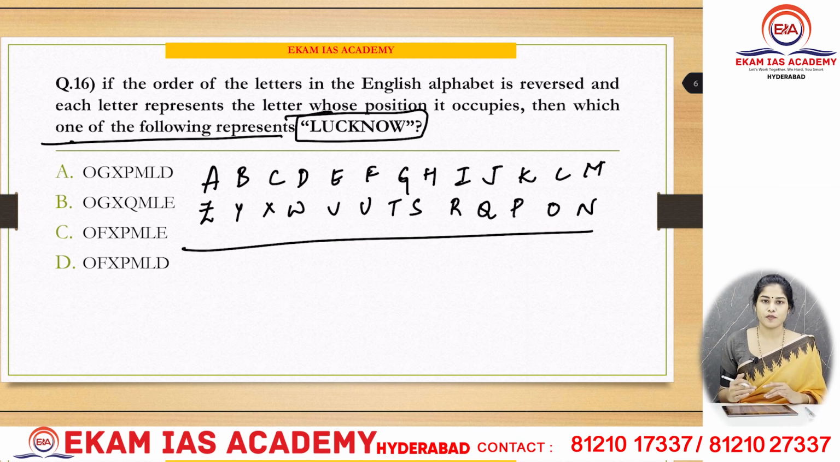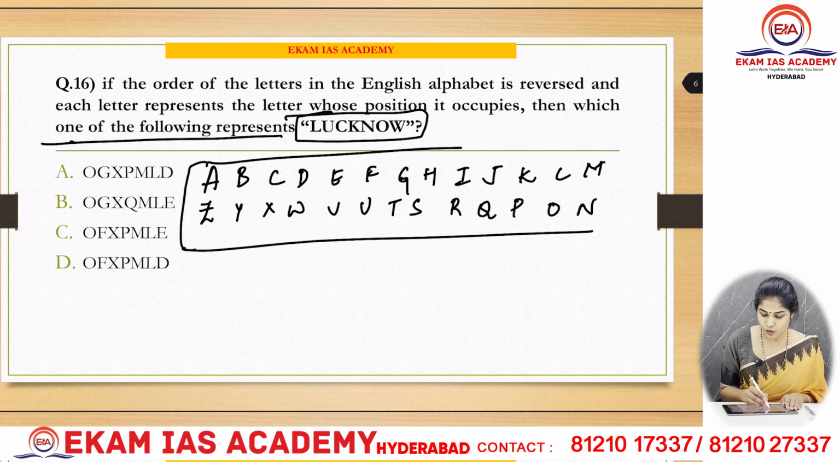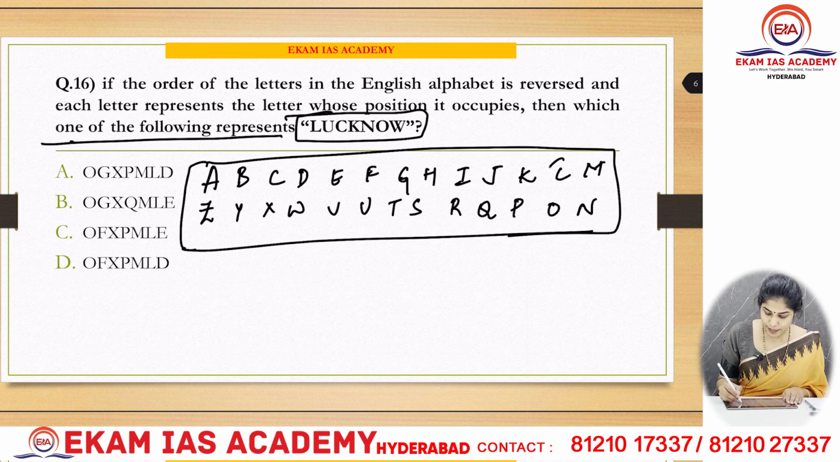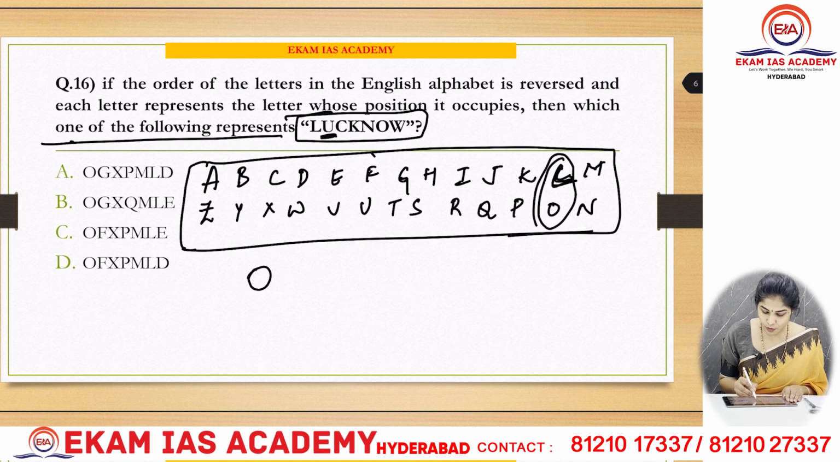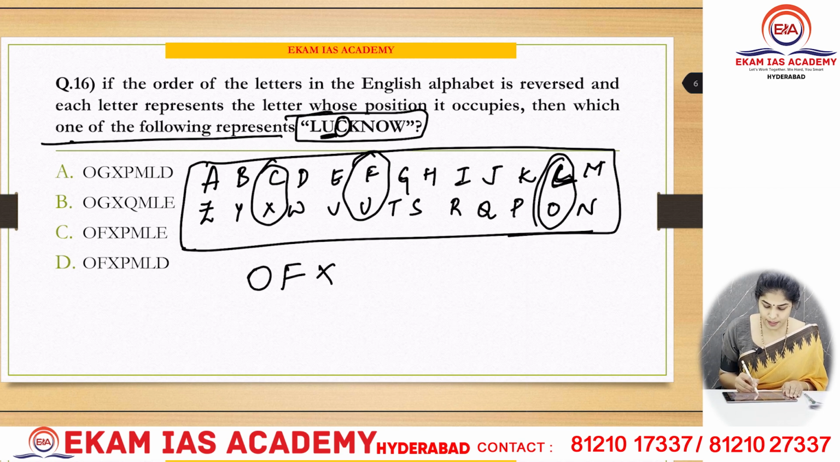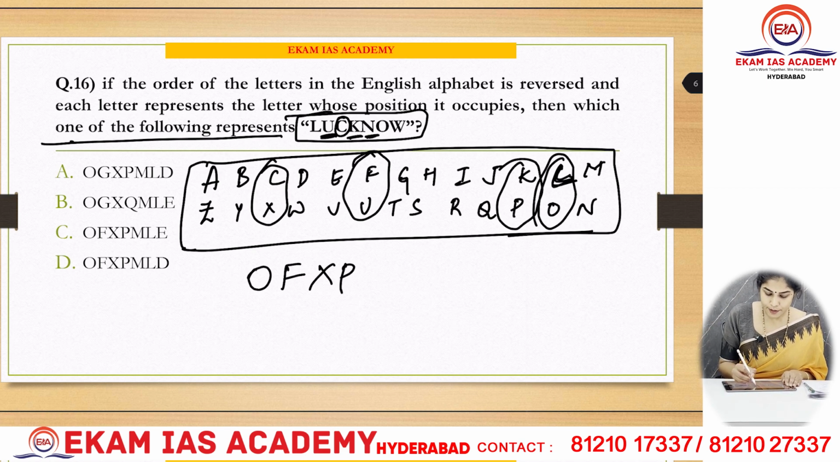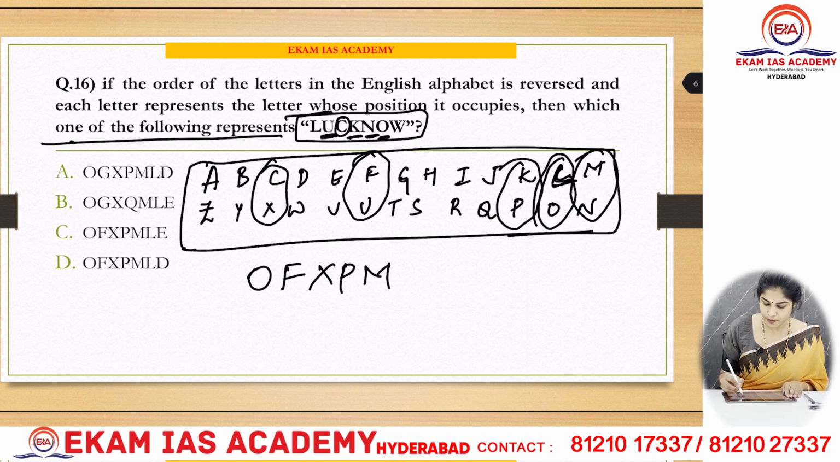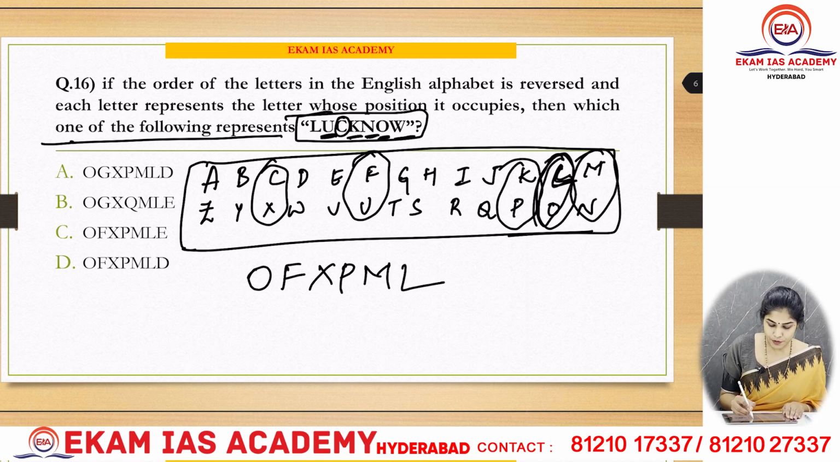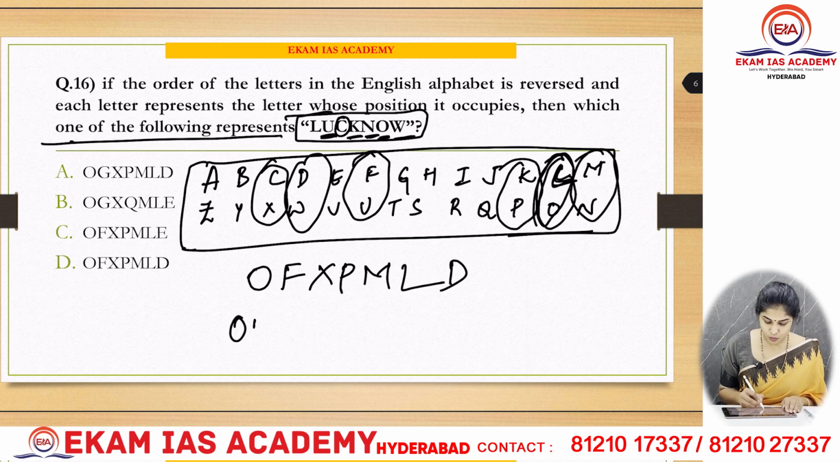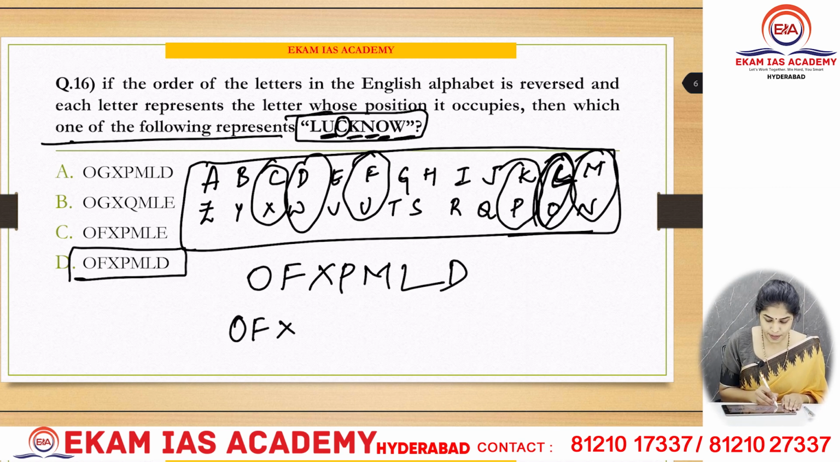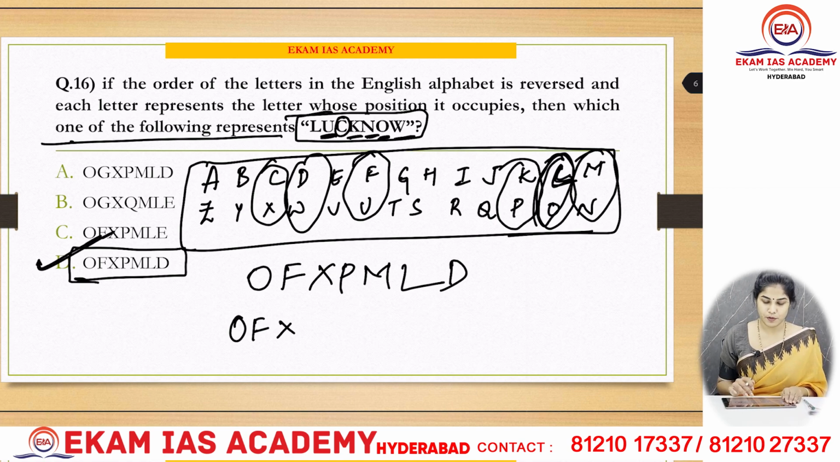It is asking for the reverse order of Lucknow. For that you have to know this order, right? So for L, what is in the reverse order? O. For U, what is in the reverse order? F. For C, what is in the reverse order? It is X. For K, it is P. For N, it is M. For O, it is again L. For W, it is D. So the sequence is O, F, X, P, M, L, D, and D is the right option.